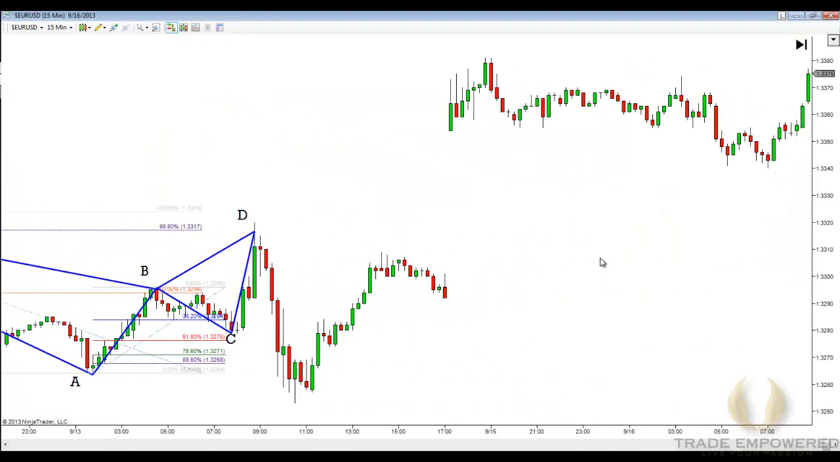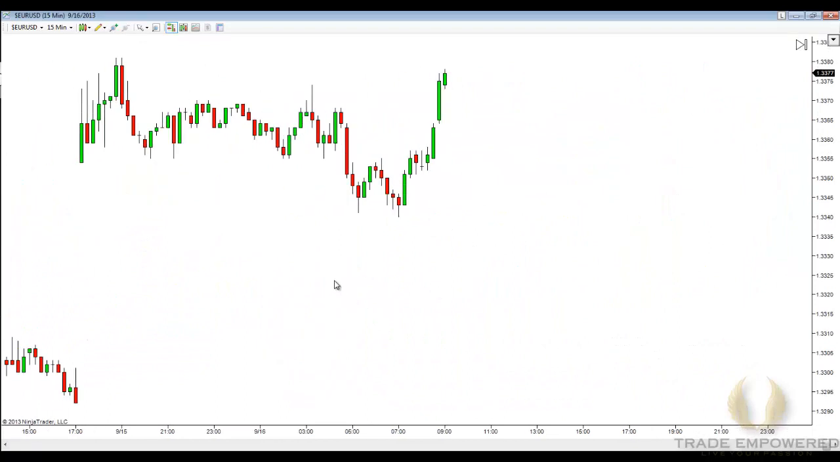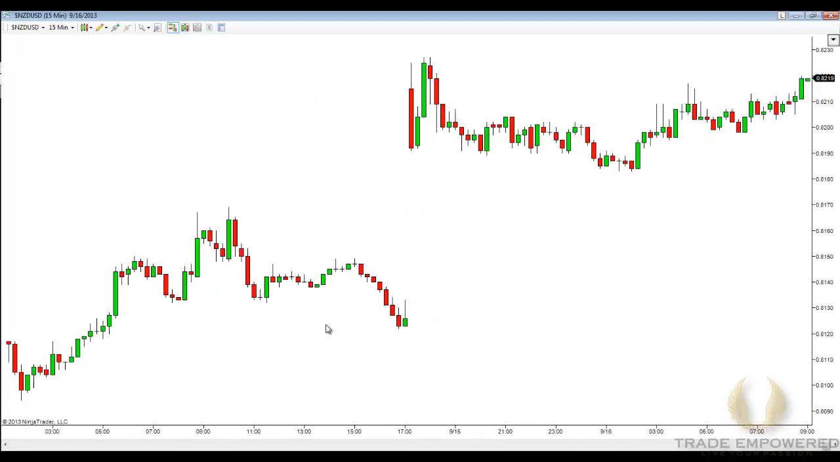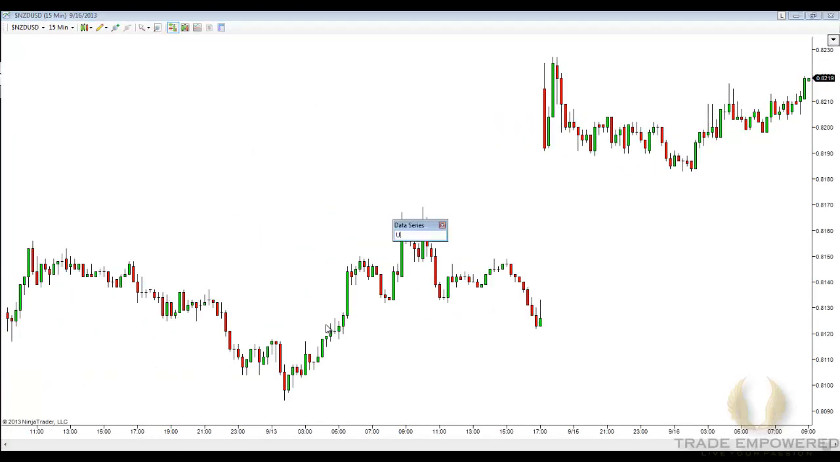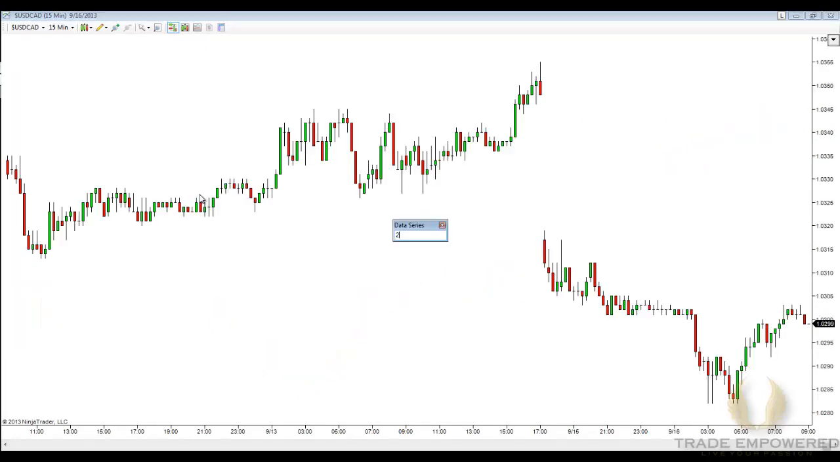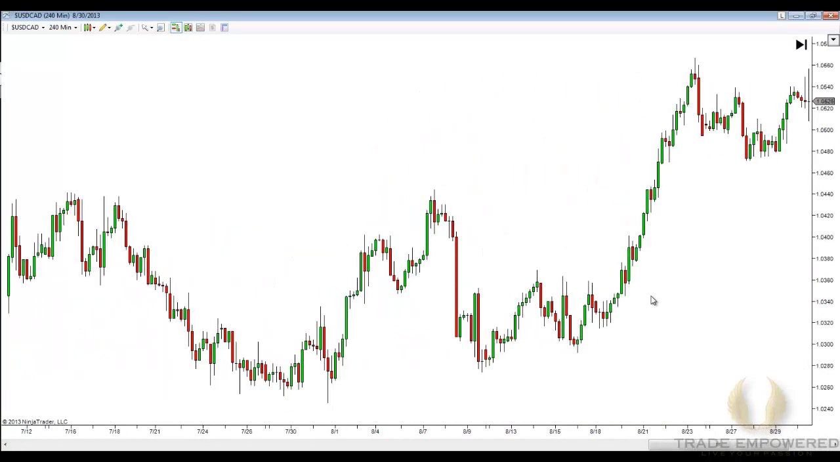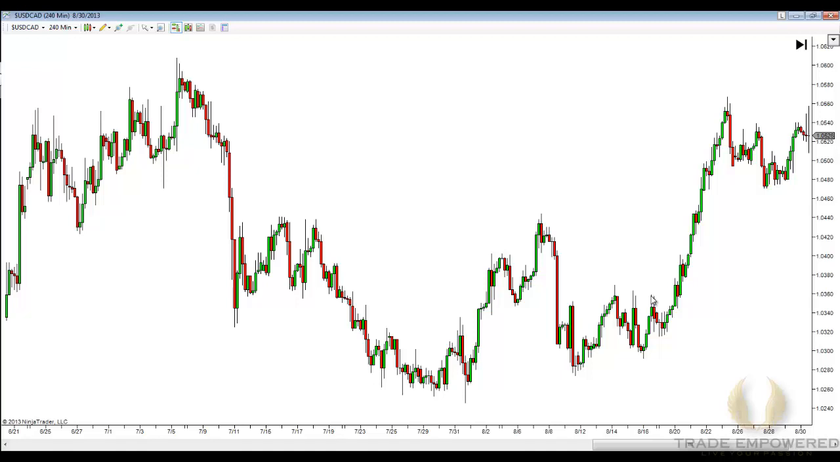Let's see if I can get one more. I'm out of space here on Euro Dollar. Let's go New Zealand dollar. I think I remember a bat pattern on here. Or actually, we can do a bigger one. I'd love to find a bullish one for you, if I can. Not going to be a 50% there. We actually have one right here. Let's see if you guys can identify it.